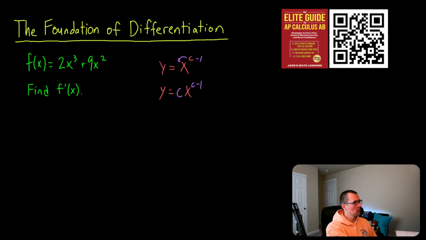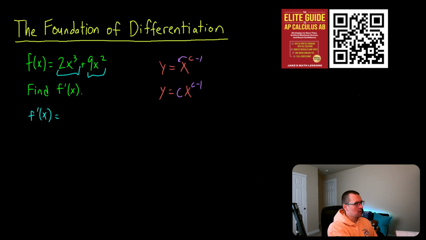So let's go ahead and do this example over here. If we have f of x equals 2x cubed plus 9x squared, and we want to find the derivative, we can do this using the power rule. So to find f prime of x, all we have to do is look at each of these terms individually, right? Because if you have a function that is made up of two terms being added together, the derivative is just going to be the derivative of each term separately, added together. So the derivative of 2x cubed plus the derivative of 9x squared, okay?